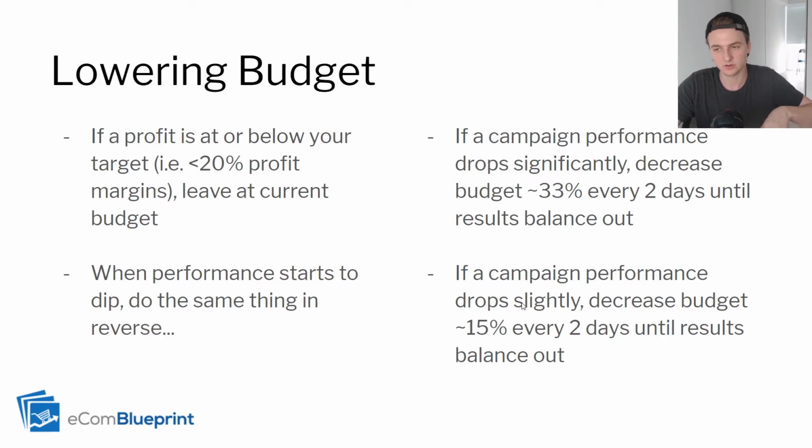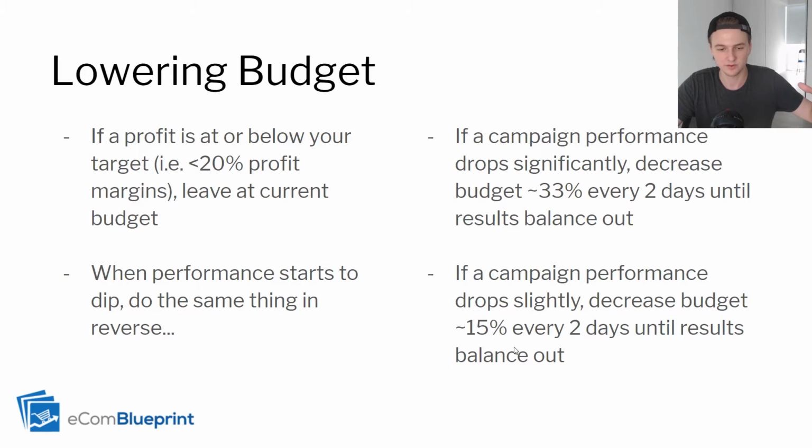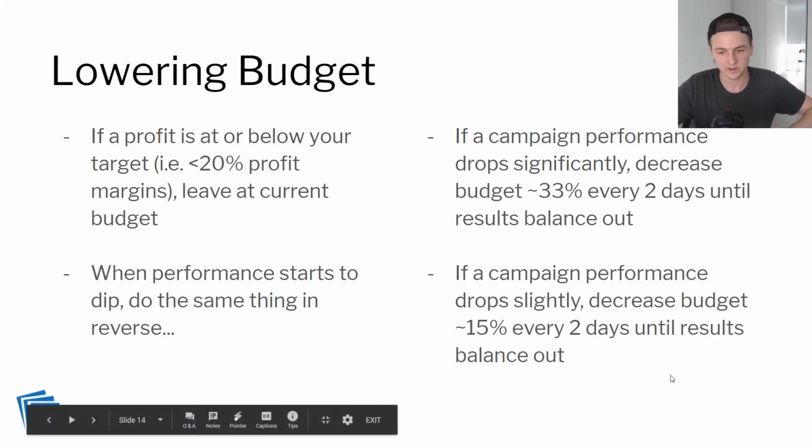So like a slight drop over the last 3 to 7 days, then I would just decrease the budget about 15% every 2 days until the results balance out. You only need to gradually scale it down to get back to profitability. You don't need to completely pause a campaign just because it's doing bad. If you lower the budget, the auction will get gradually less competitive. And so that's how you manage the budget. You just increase if it's doing well, you lower it if it's doing poorly.